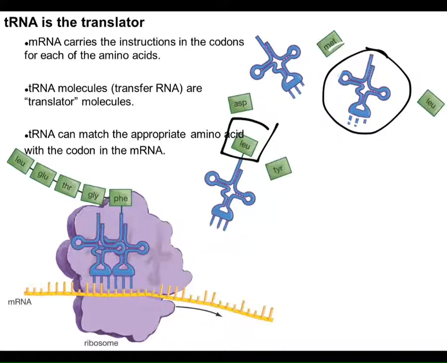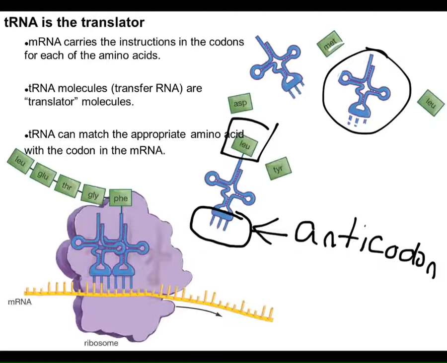Now, on the other end of the tRNA, see these three little prongs down here? Those three little prongs, remember, this is the tRNA molecule. So what is a tRNA molecule made up of? It's not a trick question. It's RNA. So it's A, C, Gs, and Us. And these three nucleotides right here are called the anticodon.